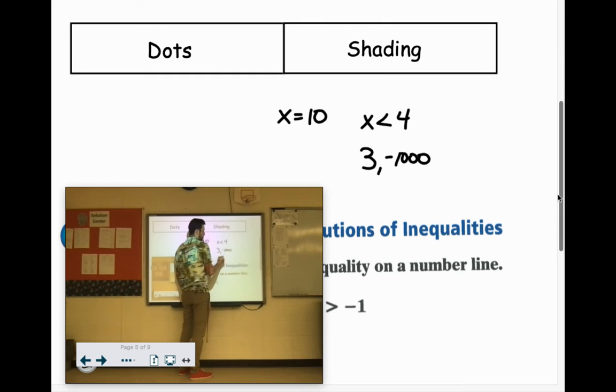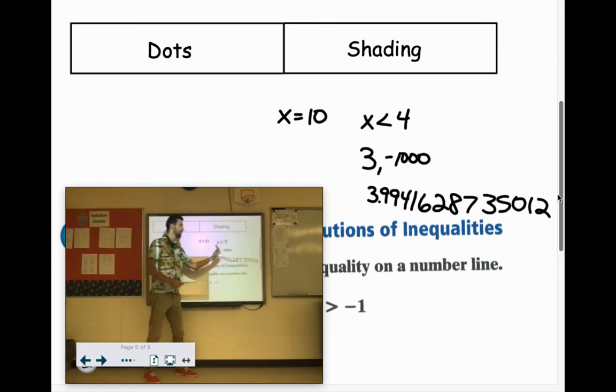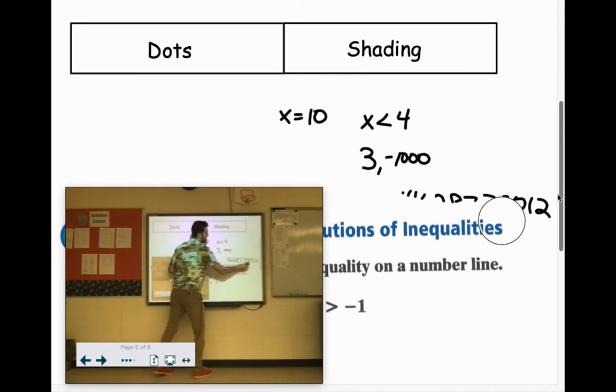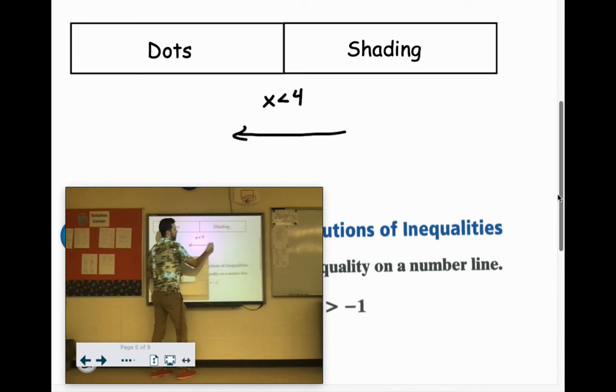That includes 3.9941628735012, right? Anything less than 4 is included. It's infinite. There's no limit to the answers. So you can't possibly list all the answers. So that's why you list it with an inequality, because that does show every possible solution. So when we do graph something like x is less than 4, we're going to show it on a number line.